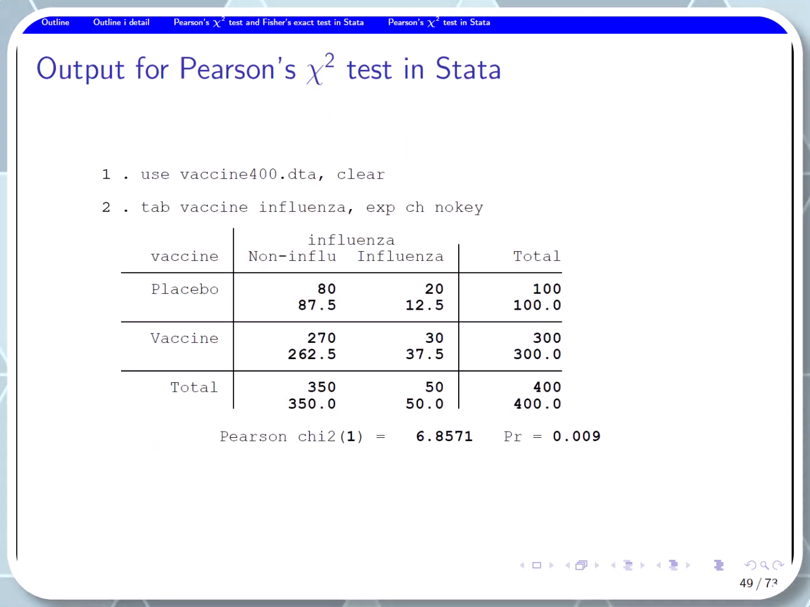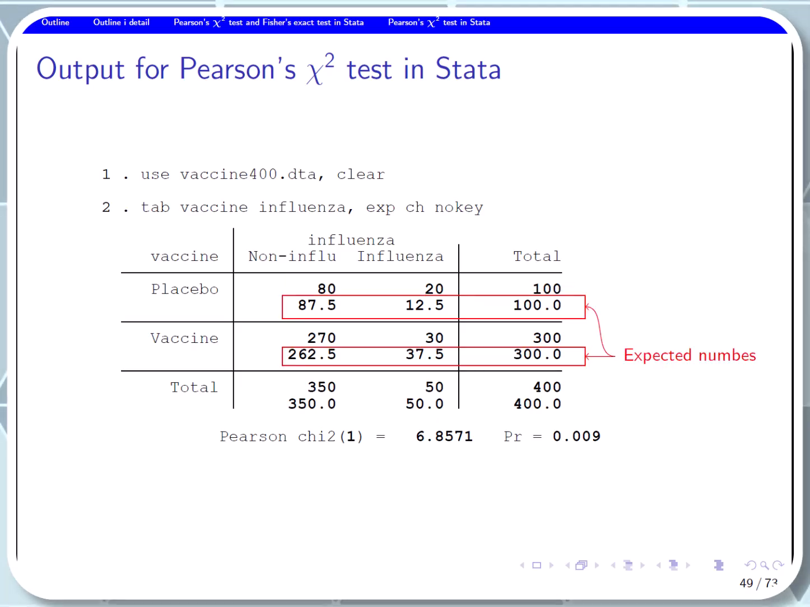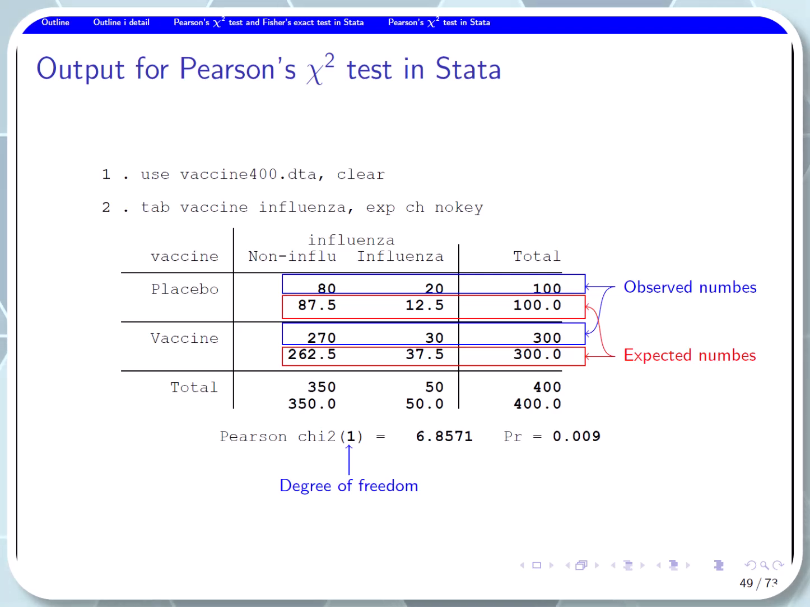Output for Pearson's chi-square test. The first line is to open a dataset. The second is the command line carrying out Pearson's chi-square test. The table is the output from Pearson's chi-square test. Numbers in the blue box are the observed numbers. Numbers in the red box are the expected numbers. Here is the degree of freedom. This is the chi-square value. And this is the p-value.